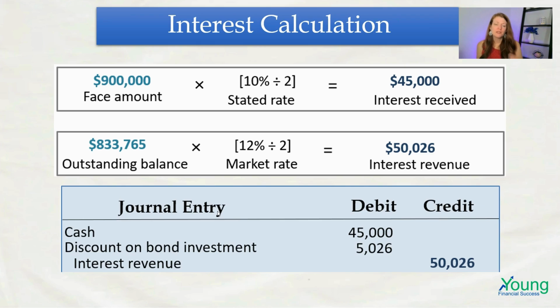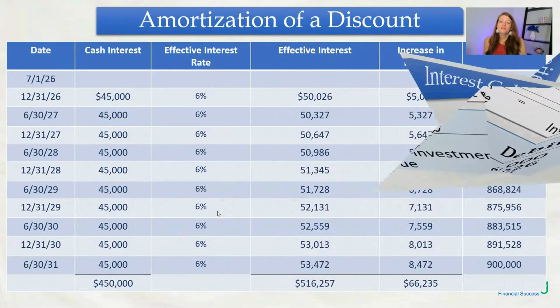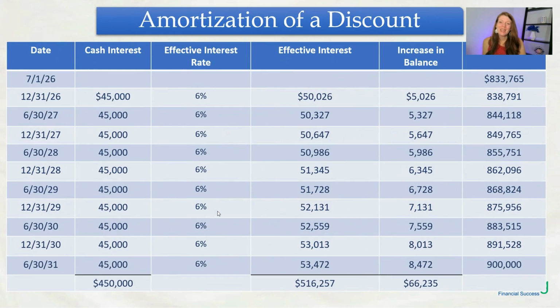So the difference between the interest revenue we just calculated minus the $45,000 in cash, that $5,026, is going to be decreasing. We're going to be debiting that credit account. So we're decreasing the discount on bond investment by $5,026. So this is what it looks like to amortize, or get rid of, the discount over these 10 payment periods.